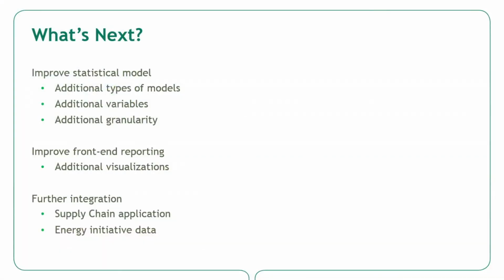We could also look to improve the front-end reporting. So although we saw a couple of visualizations, we know that there's further we can go in that direction, potentially with integrating additional data into the application as well. And finally, further integration. I mentioned that there are a number of supply chain applications that are already built into QlikView for this particular customer. Now that this forecast data is on the QlikView server, it's pretty straightforward to load it into another application and present it there.